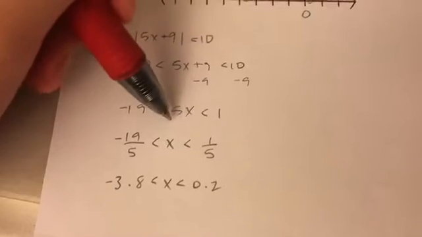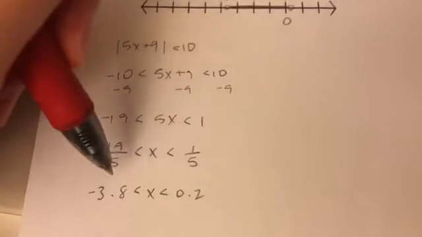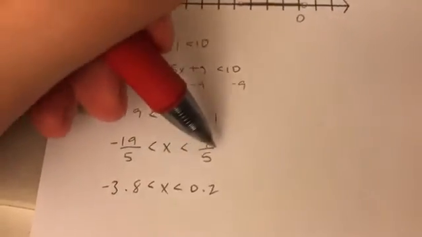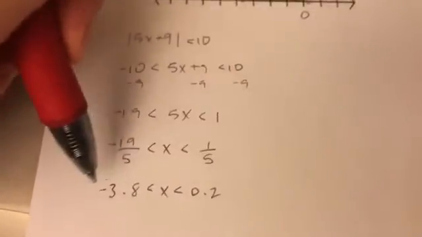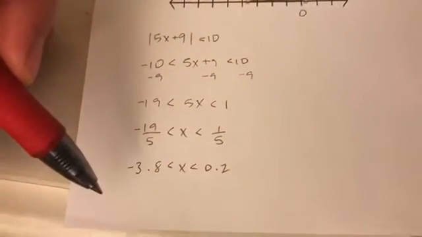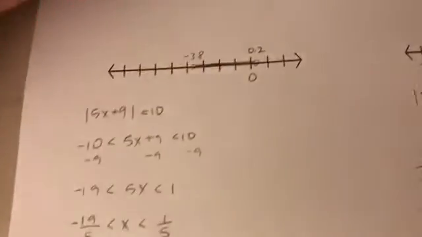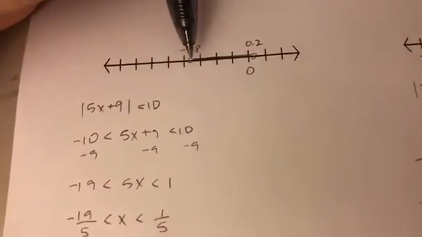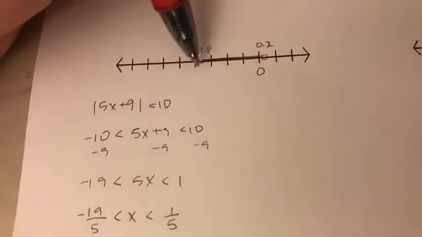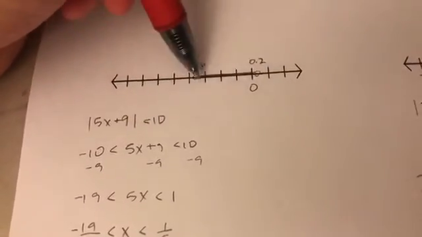Now, you can also divide this by 5, so it's negative 19 divided by 5, which is less than x, which is less than 1 over 5. I divided this into a decimal so it'll be easier to graph. So it'll be negative 3.8, which is less than x, which is less than 0.2. So 0.2, negative 3.8. It's not filled in because there's no line underneath this. And because this opens up to the right, we fill in the inside.